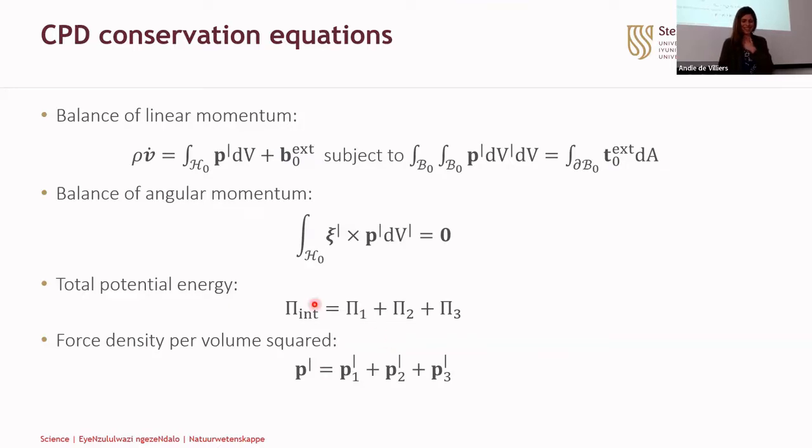And then, because I don't want to have too many equations in my next slide, I already introduced here the fact that the total potential energy is decomposed into parts from the one neighbor, the two neighbor, and the three neighbor interaction. So the line, area, and related to volume. And consequently, the force density per volume squared is also decomposed into parts associated with one neighbor, two neighbors, and three neighbors interactions.